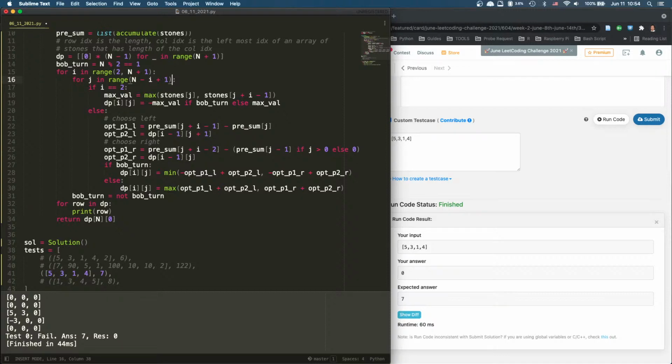Right? Because that's the range. So if we do n minus 2, that means we can only get n minus 3. So we need to get n minus 1. So that's the j range.